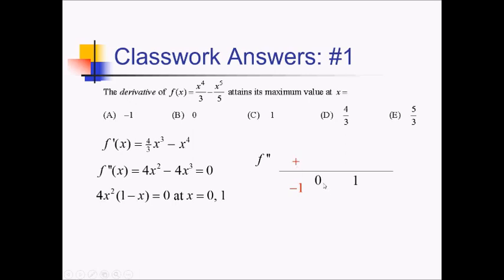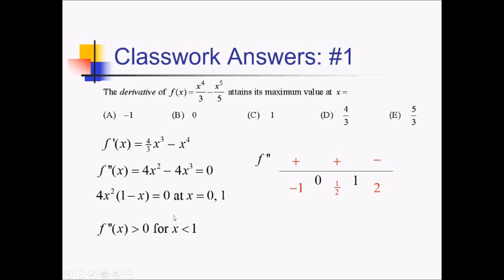Now let's test something between 0 and 1, like 1/2. 1 minus a half is still positive. And then something to the right of 1, like 2. 1 minus 2 is negative. Now I see that f double prime is changing from positive to negative at x equals 1. And actually, they wanted us to do a little bit more here. They wanted the maximum value, just the overall maximum value. So my local max is going to be an absolute max in this case.